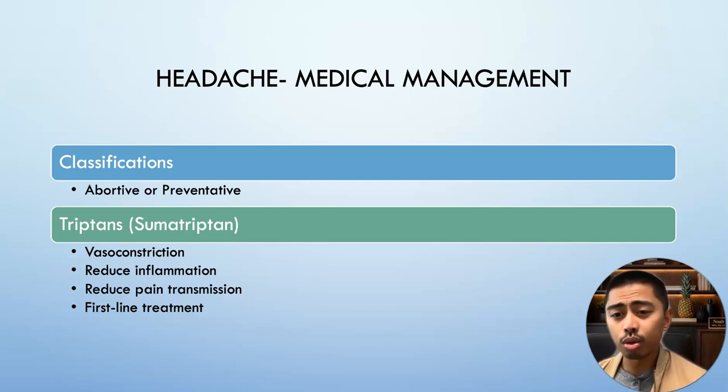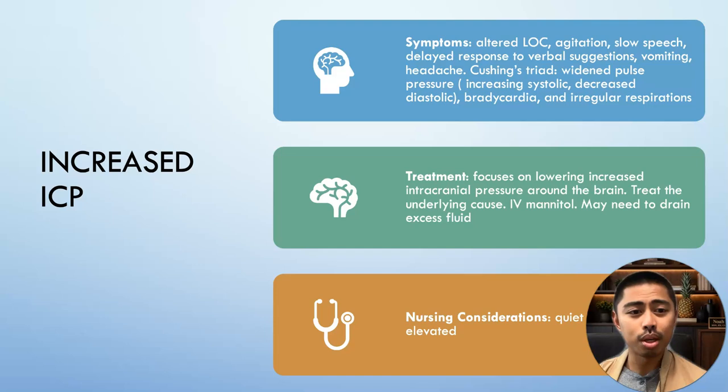Abortive is anything acute, and preventative is to help, of course, prevent future headaches from happening. Sumatriptans are going to be the first line medications for migraines. This can cause vasoconstriction, decrease inflammation, and decrease pain transmission. So we know that with migraines, it's a vasodilative condition, so that's why this is going to be the most helpful.